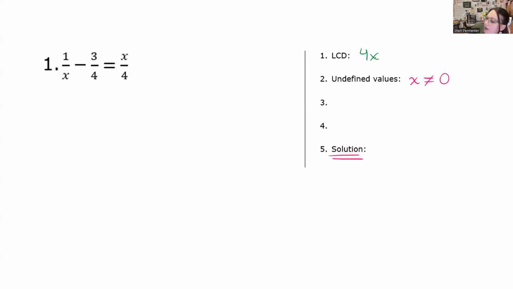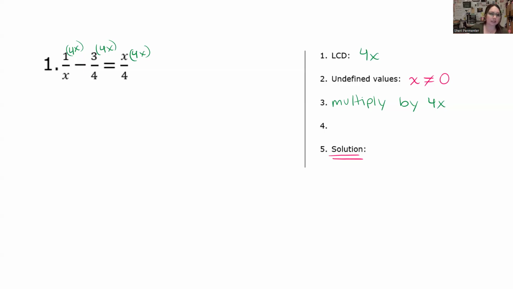Step number 3 says that we have to multiply each term by the LCD. So we have to multiply each term by the LCD. Multiply by, and I'm going to put what we're multiplying by. We're multiplying by 4x. So I'm going to multiply by 4x, and you only multiply the numerators. Okay, you don't put it on the top and the bottom. And I kind of have to write it diagonally because it's too little to write it any other way.